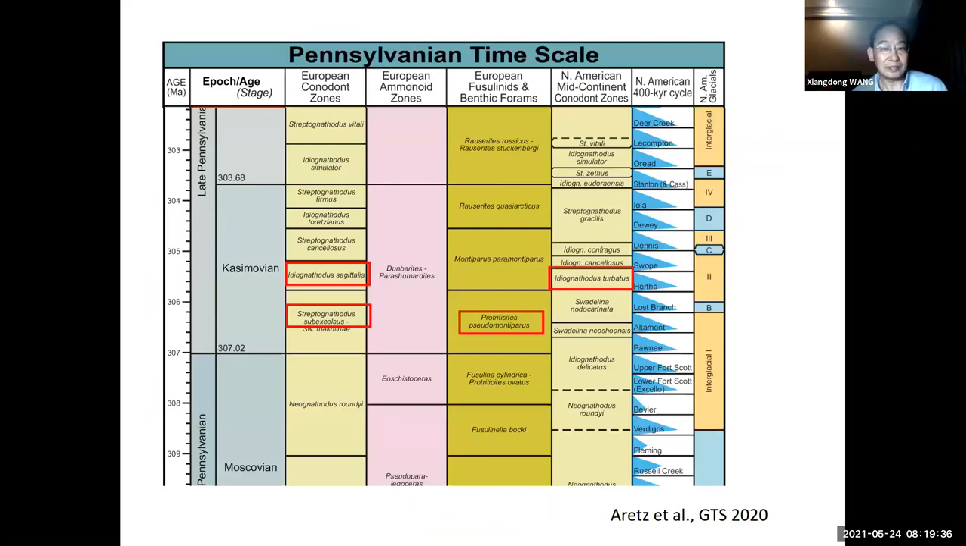Next, please. When we look at the boundary definition by marine fossils, we may have several options. In the type section of the Kasimovian, the base boundary is close to the conodont Streptognathodus, or should it be Swadelina subexcelsa, or Swadelina, and among fusulines, Protriticites. But other scholars may prefer to put the boundary at the base of Idiognathodus sagittalis or Idiognathodus turbatus, or, in the fusulines, at the first occurrence of Montiparus. Next slide, please.